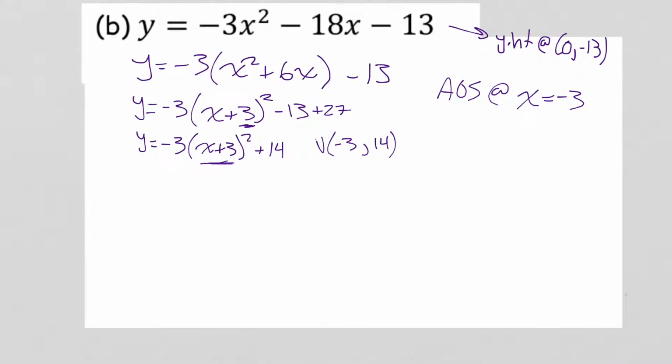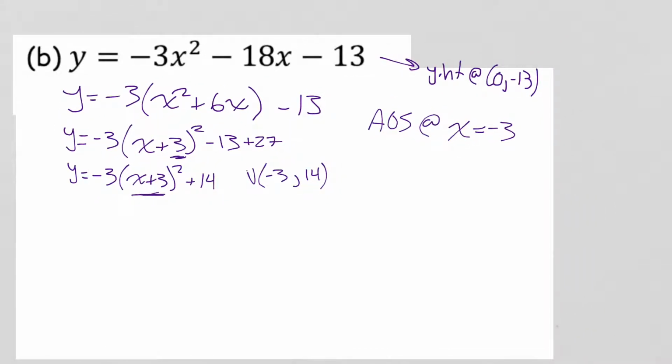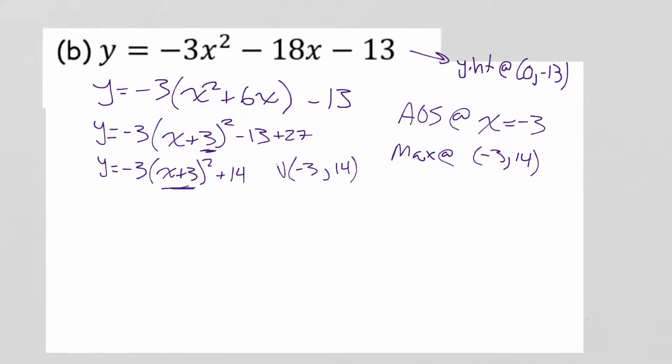Notice that my a value is negative, which means that my parabola has been flipped upside down, which means it has a maximum value at the vertex. So I have a maximum at (-3, 14). What else are we interested in? Domain, again, we already said that our domain is going to be all real numbers for every single parabola ever. So let's say x is in the interval going from negative infinity up to infinity. Range, how are we going to do that?